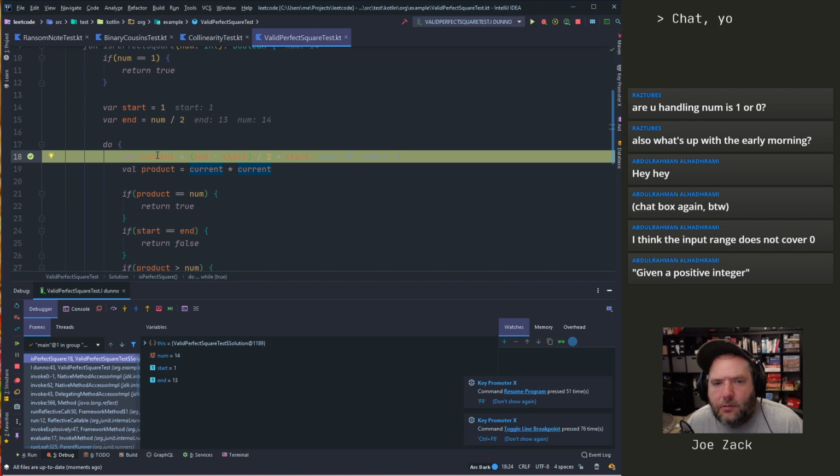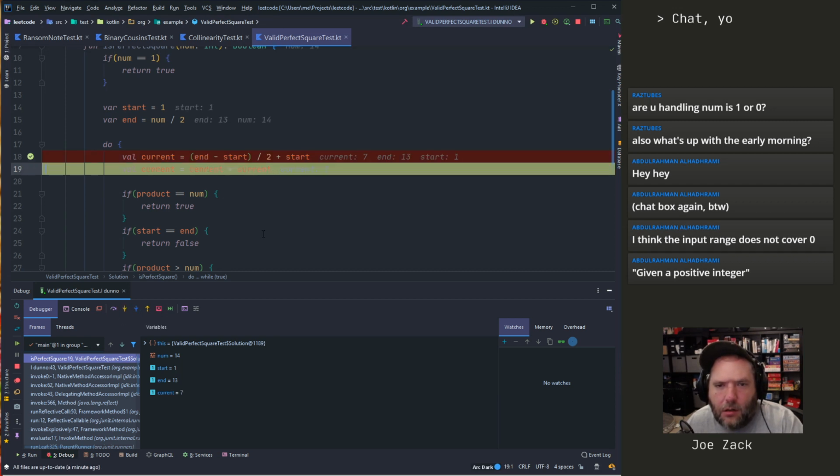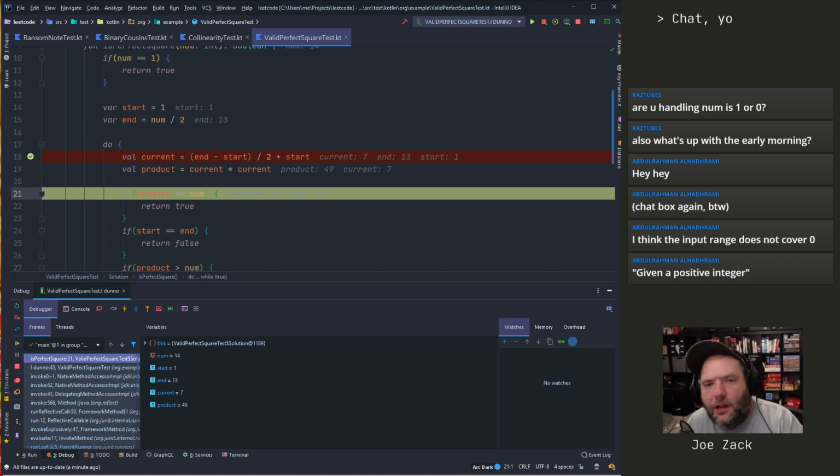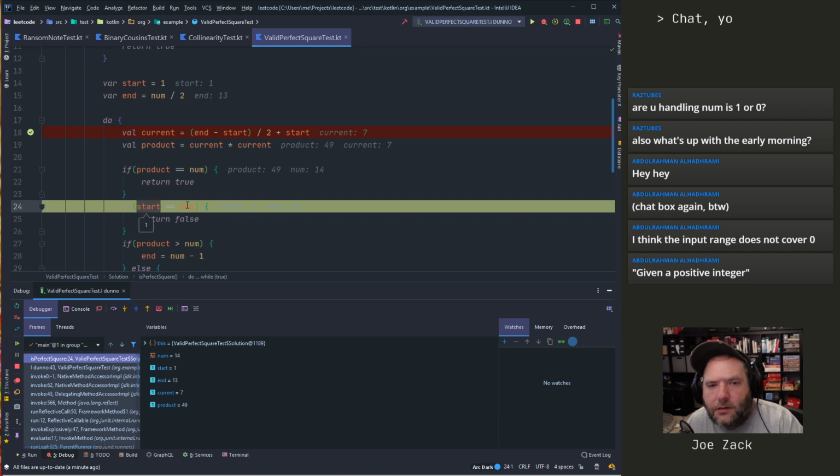So here our current equals, end is 13 and start is 1. What? How did that happen? 13, 1. So it's 12 divided by 2 equals start. Okay. So I want step over. Okay, product equals 49, which should be way too big. Start is equal to end? Nope.